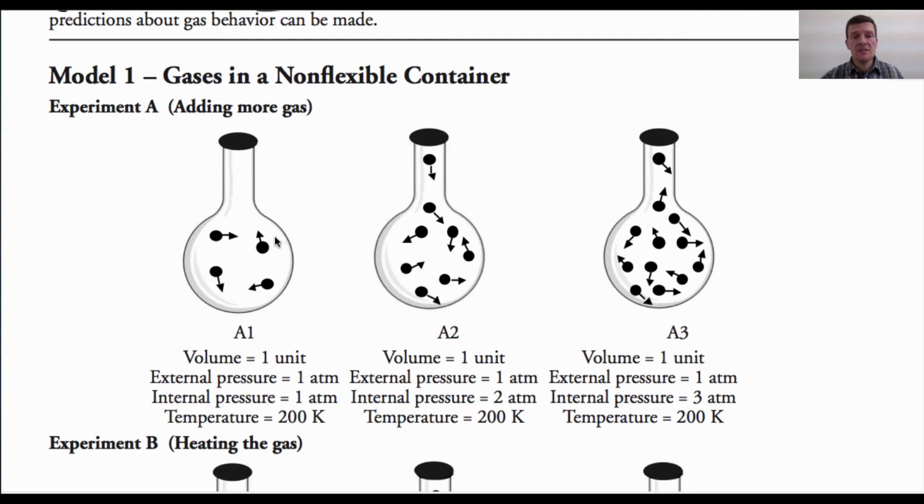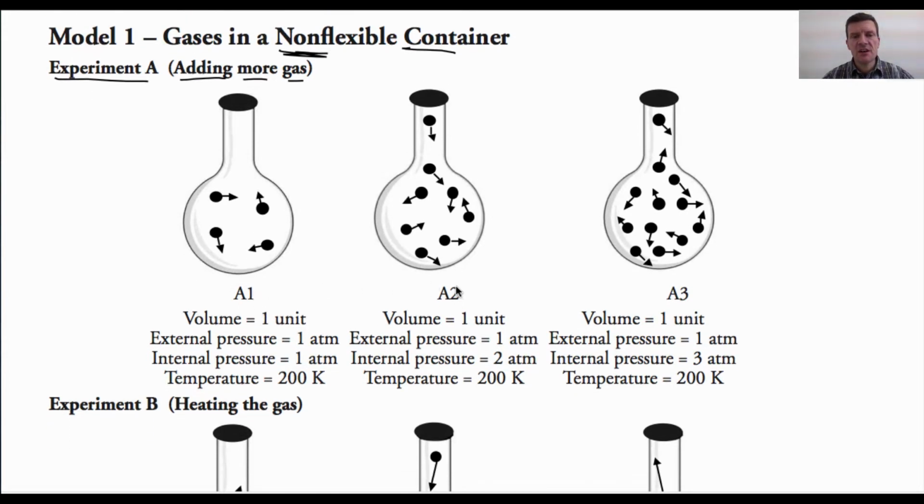In Model 1, we have several different containers or flasks, and they are non-flexible, meaning they cannot expand. It's not like a balloon that can get larger or smaller. These would be like glass tubes or glass flasks, glass containers. They're not flexible. And in experiment A, they are telling us that they're adding more gas. So if you compare container A1 to container A2 to container A3, you'll notice that the number of particles is increasing as you go from 1 to 2 to 3. Down here we have information about volume, external pressure, internal pressure, and the temperature, and seeing how those are affected as you add more and more particles to a non-flexible container.